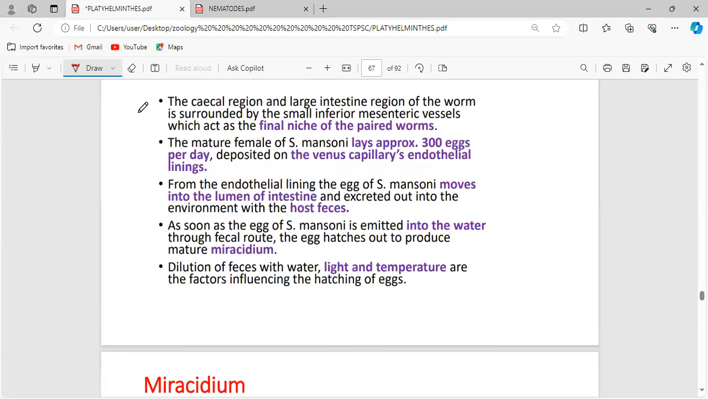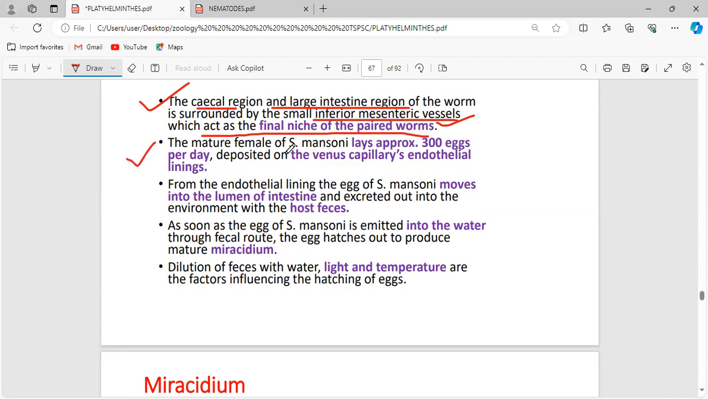See the cecal region. Cecal region means what? The cecum is one part of the large intestine. The cecum region and the large intestine region of the worm is surrounded by the small inferior mesenteric venules, which act as a final niche for the paired worms. So the targeted area of Schistosoma is this large intestine.